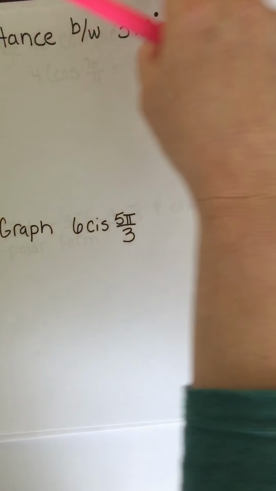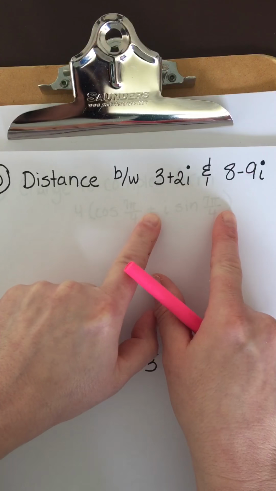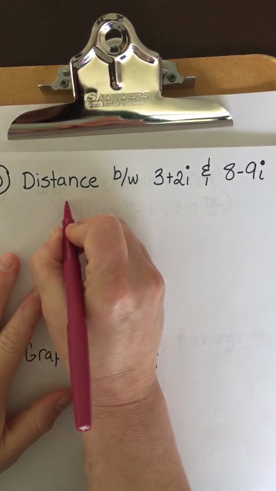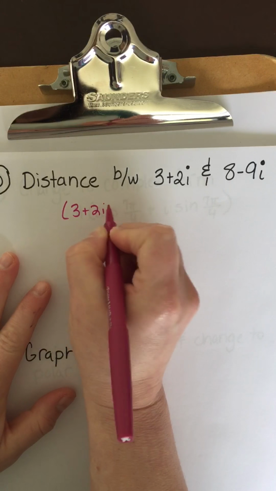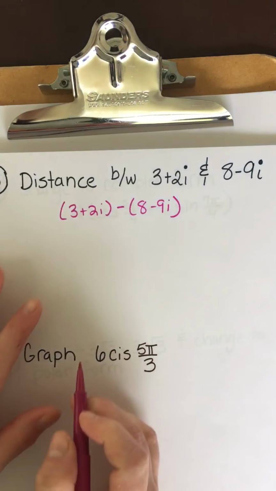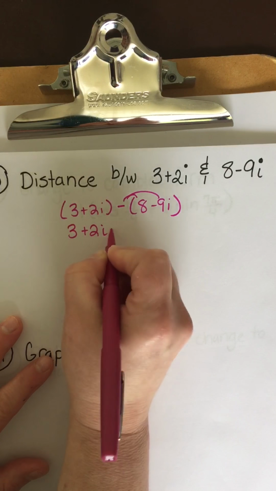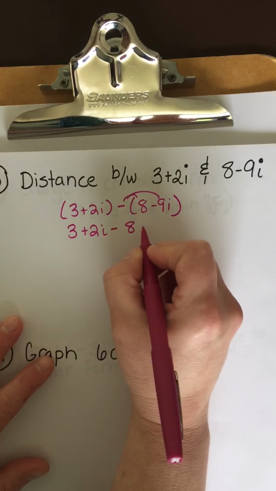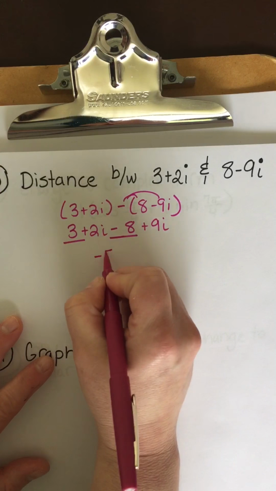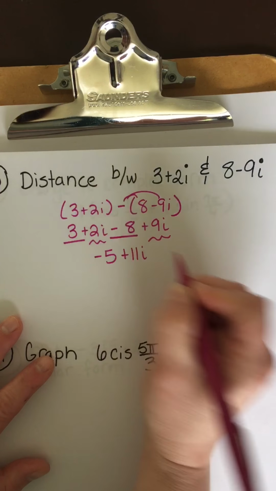For number 20, they want us to find the distance between these two. To do that, first you subtract and then you find the modulus of the difference. So I'm going to say 3 plus 2i minus 8 minus 9i. I'm going to distribute that negative. So that'll be 3 plus 2i minus 8, and then the minus and the minus will be a plus 9i. 3 minus 8 would be negative 5, and then 2i plus 9i would be 11i.